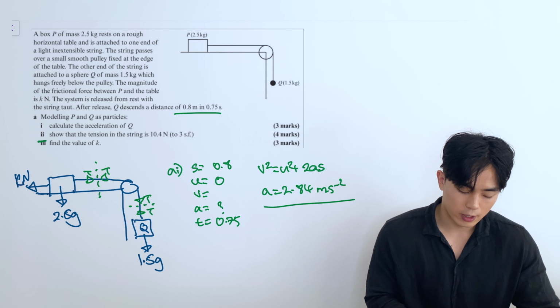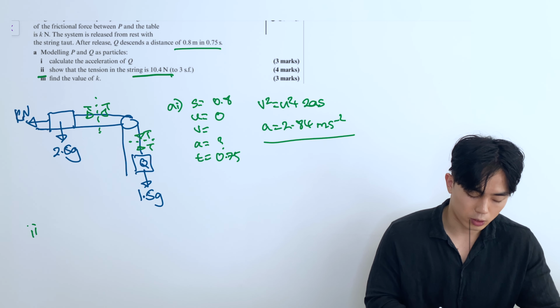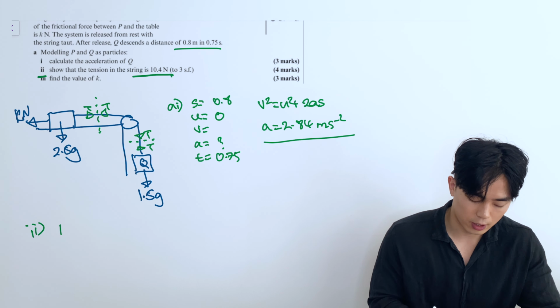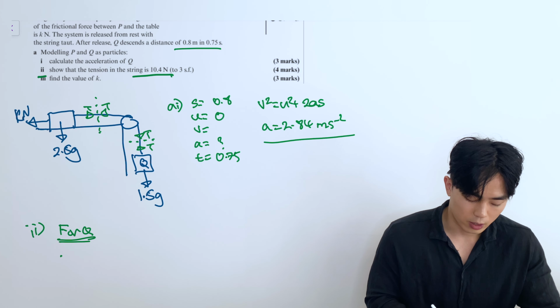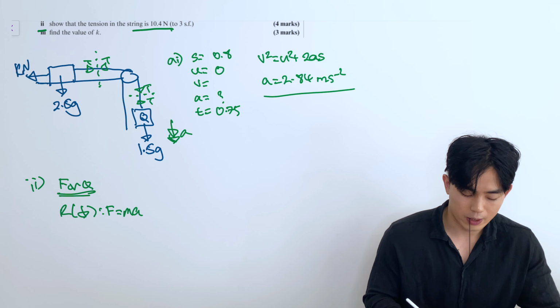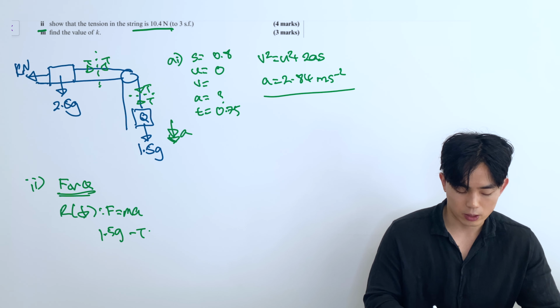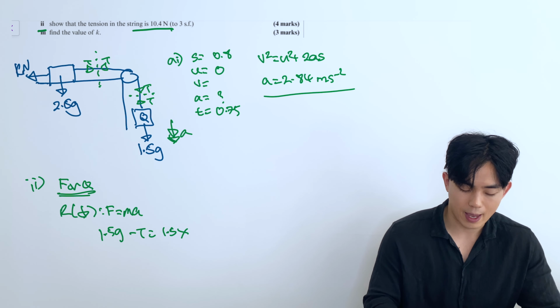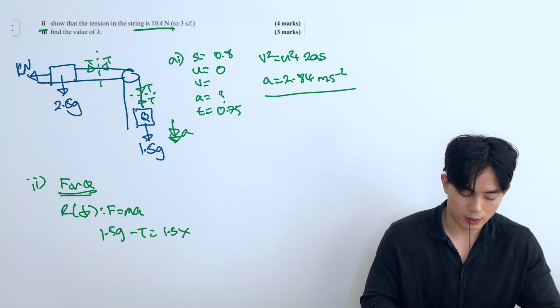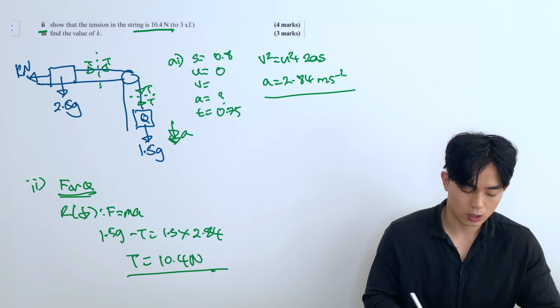Right, part B, show that the tension in the string is 10.4 newtons. So what I'm going to do now is resolve for each particle. So let's look at Q. For Q, it's accelerating downwards, right? So I'm going to go down as positive. F is MA. Right, the forces I have are 1.5g acting downwards, with tension going upwards, so 1.5g minus T is equal to 1.5 times A. A we found out from part A as 2.84. And if you do the calculation, you get the value of T is 10.4 as they asked.